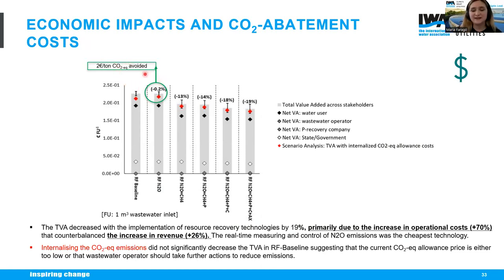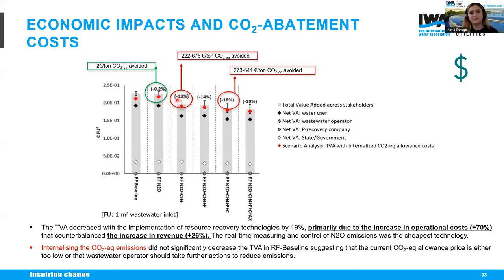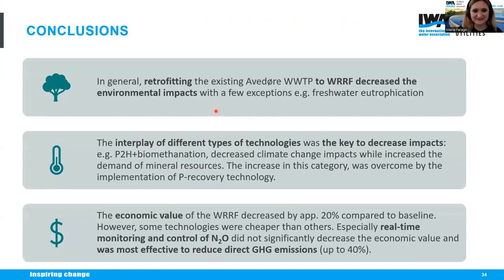Here we have calculated an abatement cost of €2 per ton CO2 equivalent avoided, which is a great number. So it's not very expensive, it's very cost effective. And then we have other technologies such as the production of hydrogen coupled with the biomethanation, which is actually quite expensive per ton CO2 equivalent avoided, as well as the pre-filtration. So if water utilities have to move towards water resource recovery facilities, they probably also need subsidies, because this is quite an expensive business.